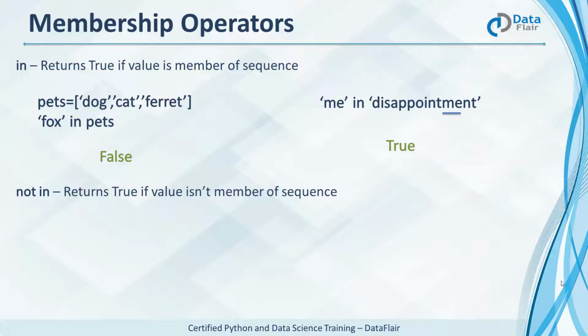Not in is the opposite of in. It returns true if the value does not belong to the given sequence. Is the string pot not a part of the string disappointment? Yes, it isn't.